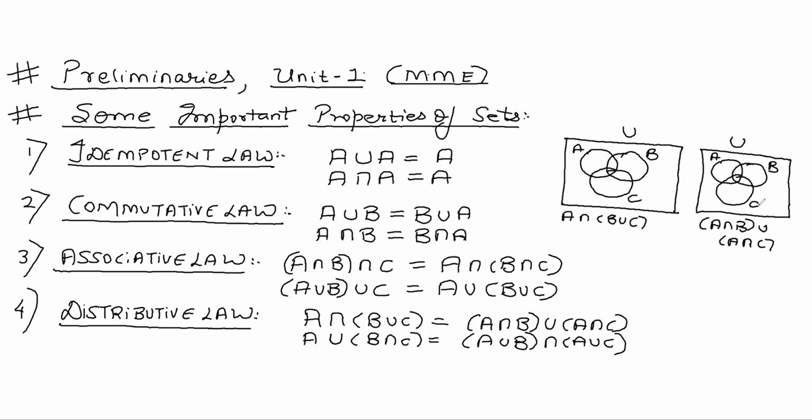So let's look at the areas. What will A intersection B union C be? My B union C is this whole area. What is A intersection with B union C? A intersection with B union C is only this area.